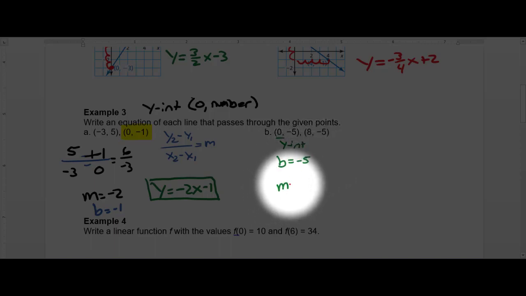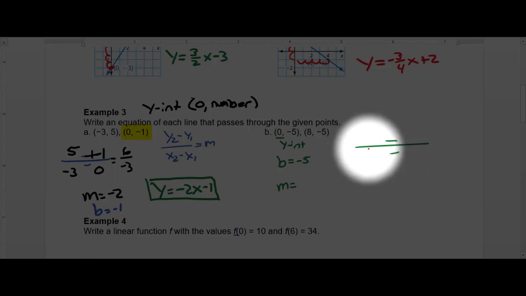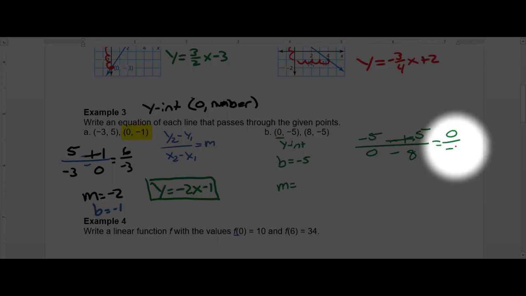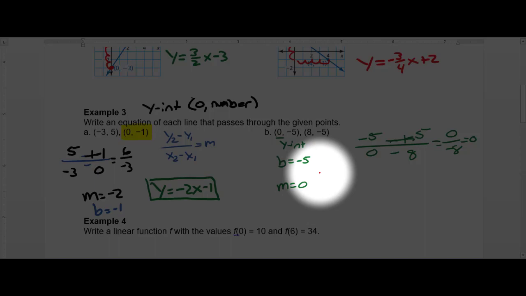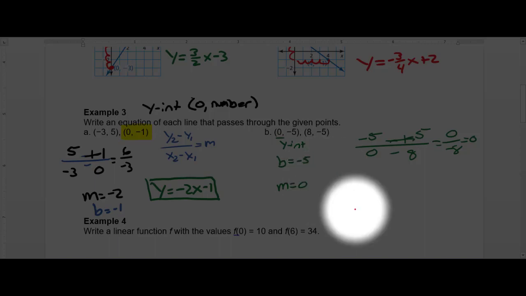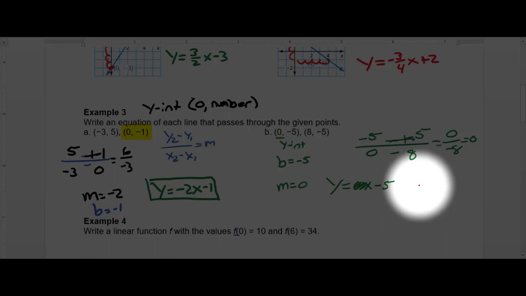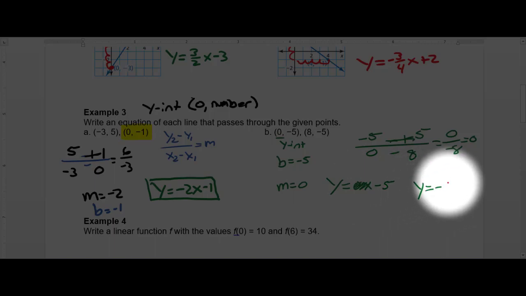Now let's find our slope. So we're going to do our fraction bar and 2 subtraction signs. The first y value goes on top, which is -5. Its x goes on the bottom, which is 0. The next y value is -5, which goes on top. Its x value underneath is 8. So I'll put this together and I'm going to get 0 over -8, which is 0. So I have a slope of 0. So if I clean this up now, I'm going to get y equals 0x minus 5, but I don't like that 0x, so we're just going to rewrite this for a final answer of y equals -5.